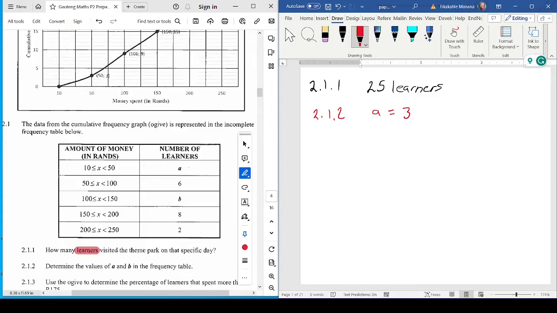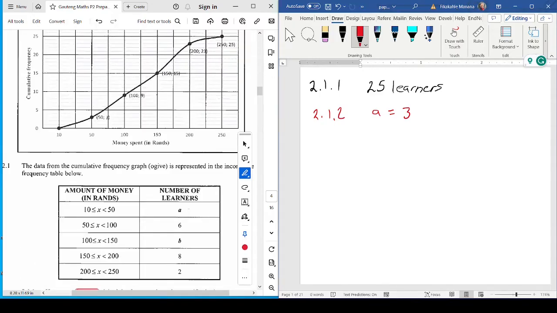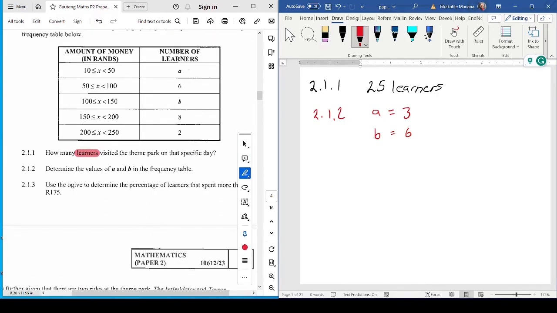B, where's B? Here they told us 6. How did they get 6 for this next level? They say 9 minus 3 gets 6, because remember these are cumulative. Now B is this one, between 100 and 150. We've got 15, so we say 15 minus 9. What's 15 minus 9? If you said 6, then you are correct. So the value of B is simply 6. Cool. Let's look at the next question.